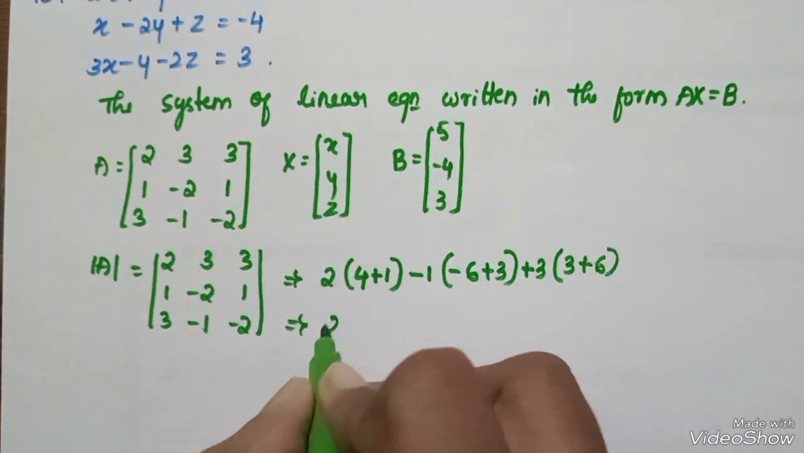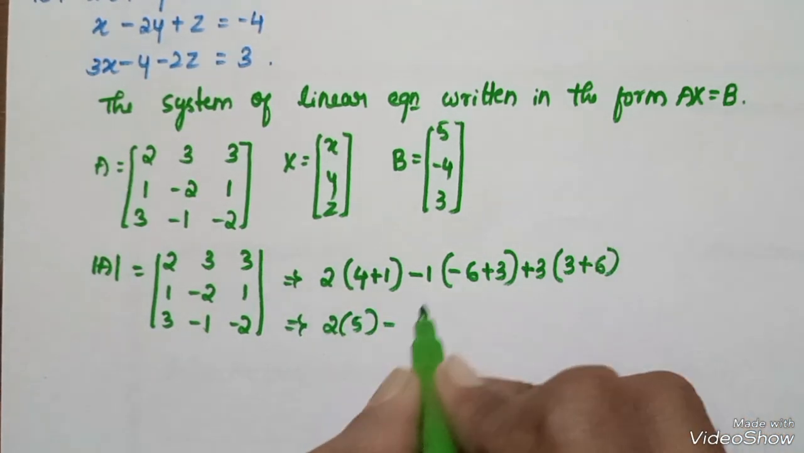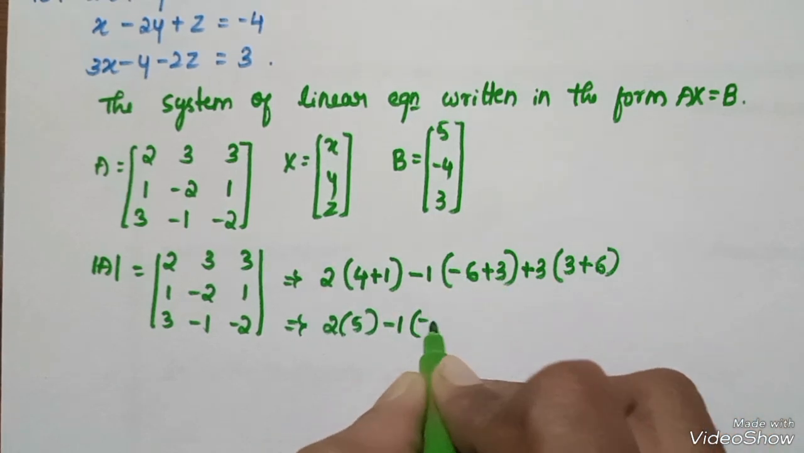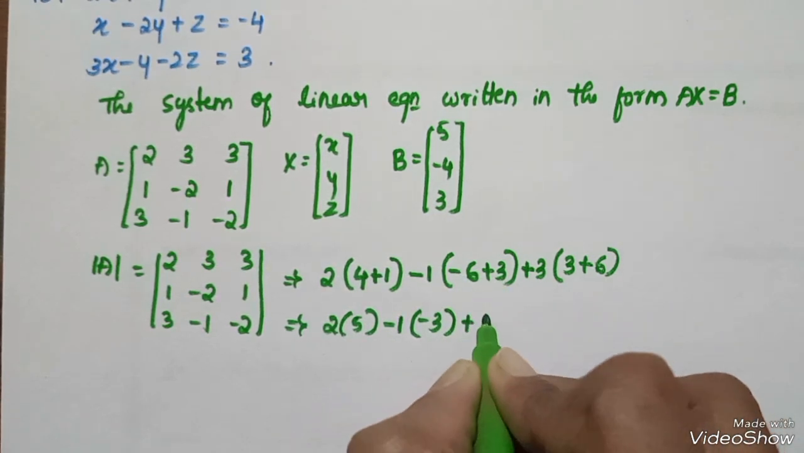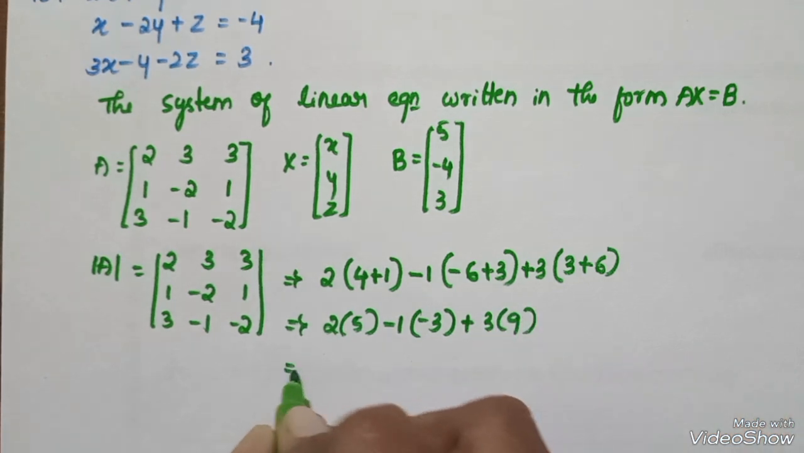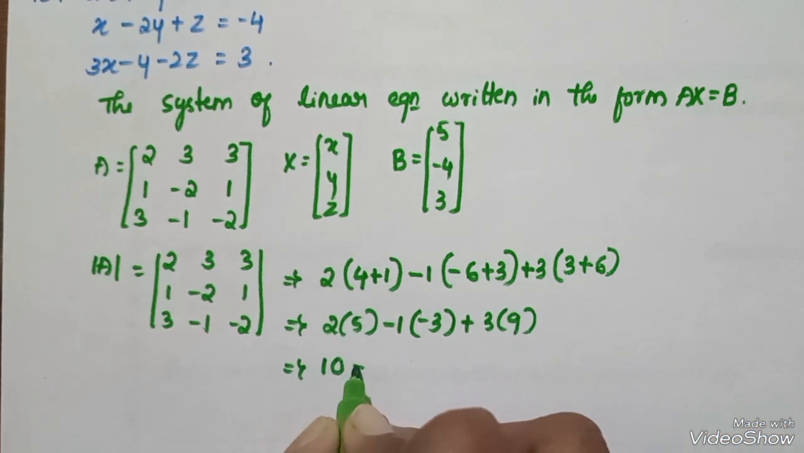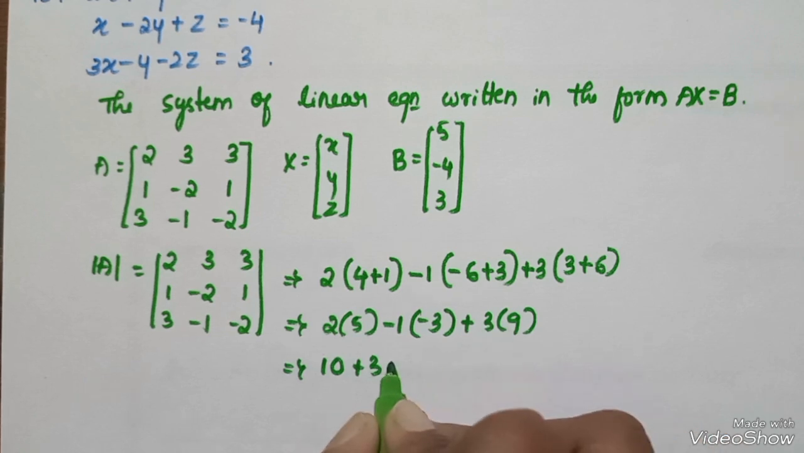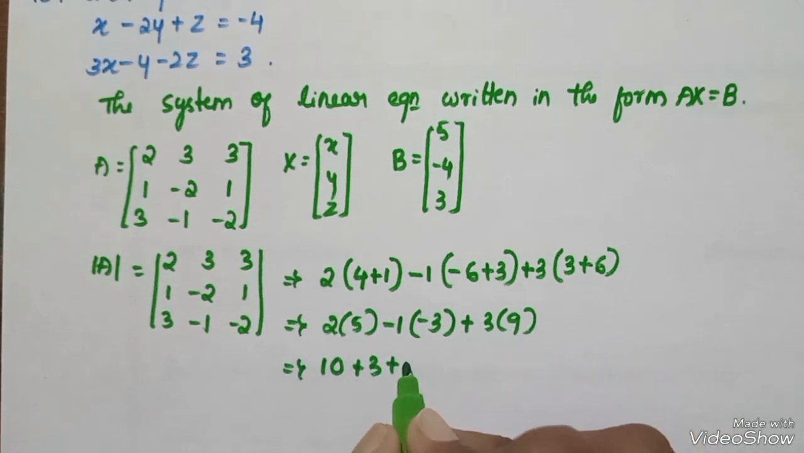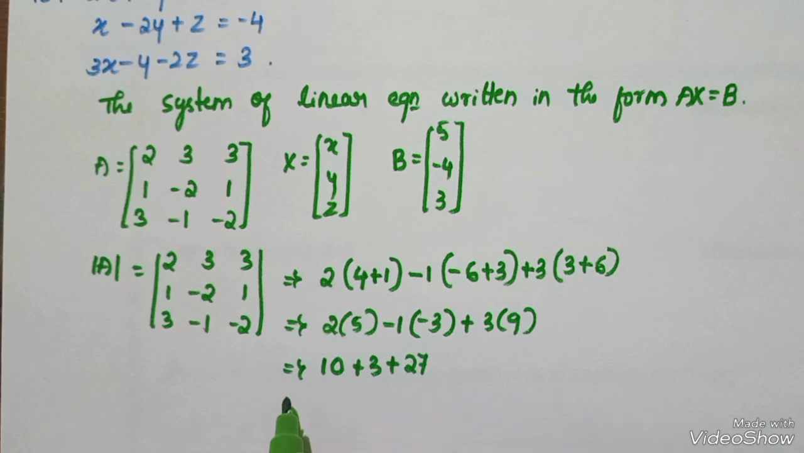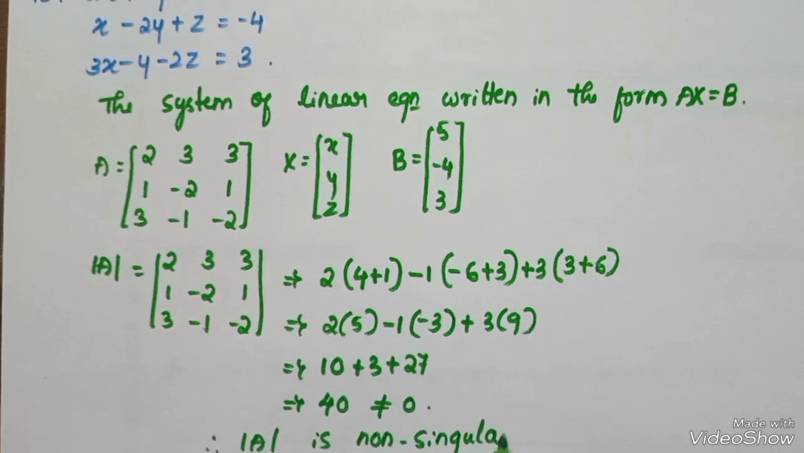Now the value: 2 into 5 minus 6 plus 3, it becomes minus 3 plus 3 into 9. Okay, 2 into 5 is 10, minus into minus plus 3, minus plus 9, 3 nines are 27. It becomes 37 plus 3, 30 plus 10, 40, which is not equal to 0. Therefore, determinant of A is non-singular.